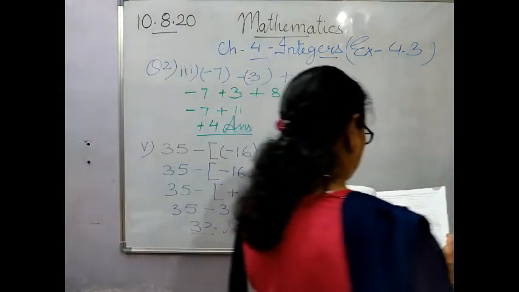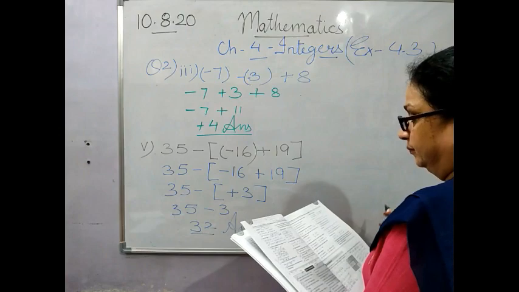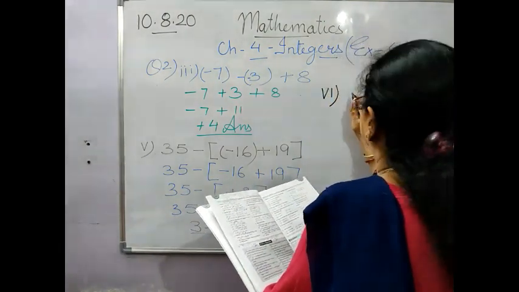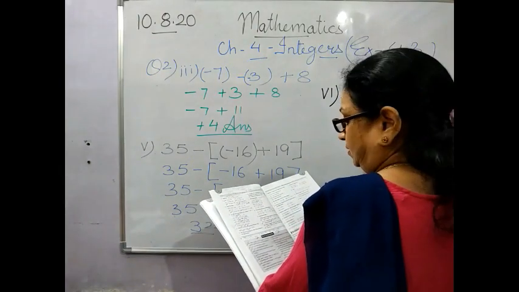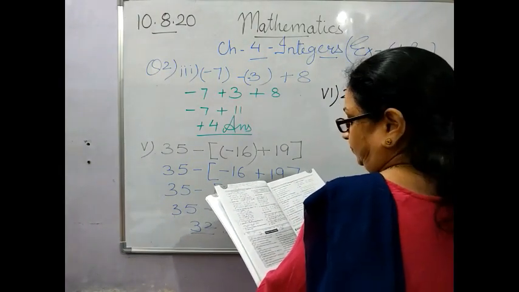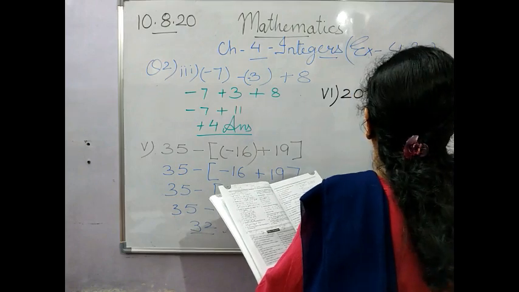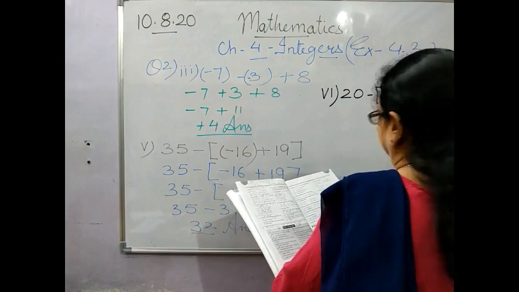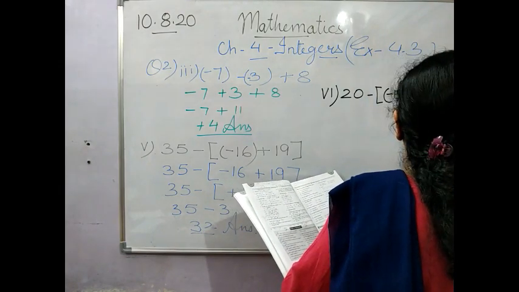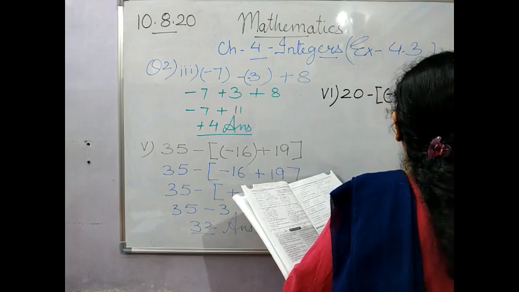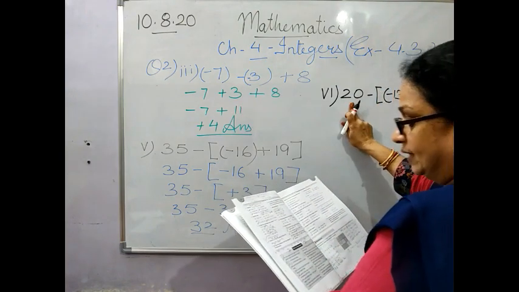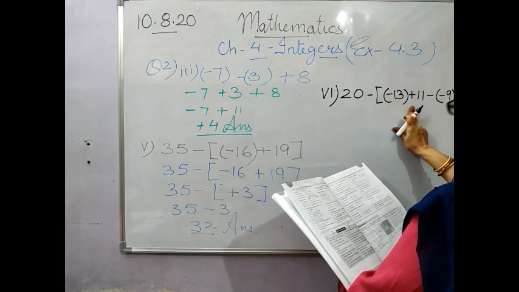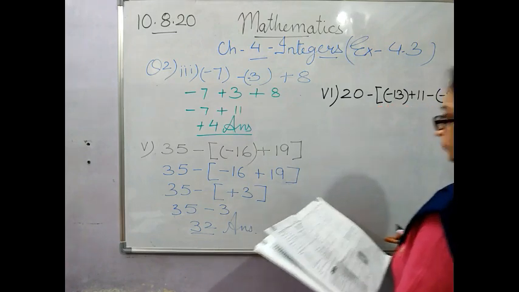Then one more I will show. Fifth and sixth one. It is 20 minus bracket minus 13 plus 11 minus 9. And check: 20 minus bracket minus 13 plus 11.